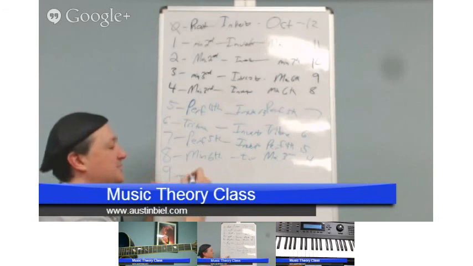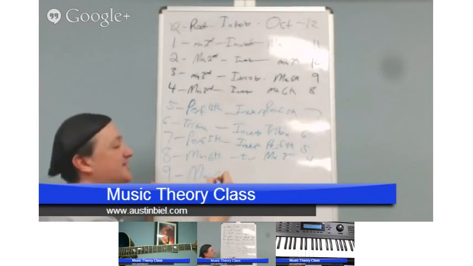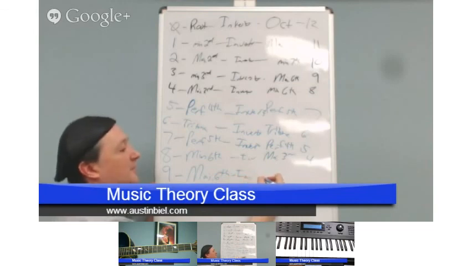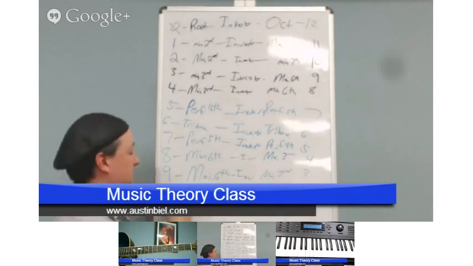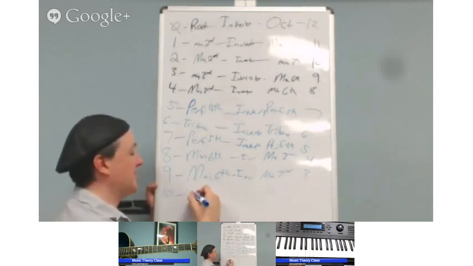9 half steps is a major 6th, and I think you guys have got the concept enough that you could probably flesh it out, but for the sake of consistency with my horrendous handwriting, I'm still going to finish out this little chart here. Minor 7th, and you guys should follow along to make sure I don't get it wrong.